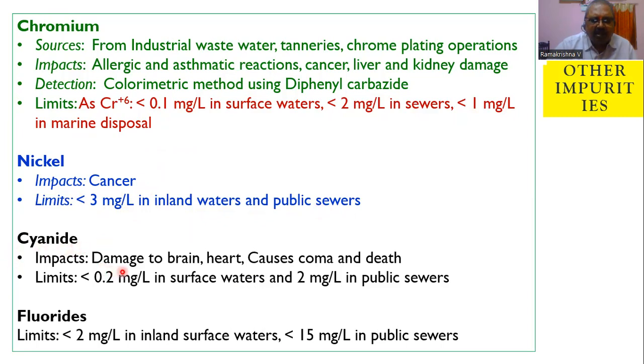Cyanide causes damage to the brain and heart, and causes coma and death. It should not be more than 0.2 milligram per liter when disposed in surface waters and 2 milligram per liter in the public sewers. Fluoride is also another important impurity. It should be less than 2 milligram per liter in inland surface water disposal and less than 15 milligram per liter in public sewers.